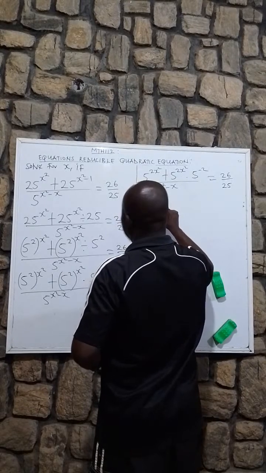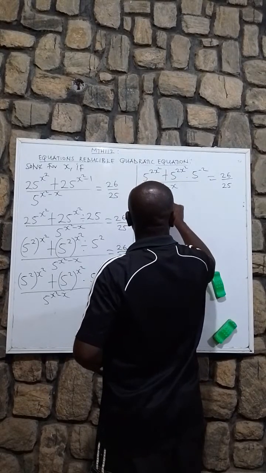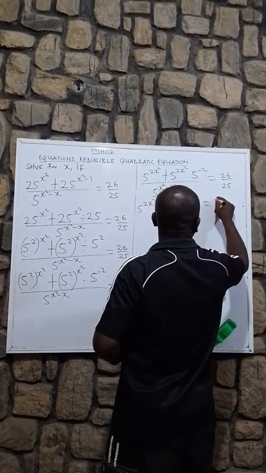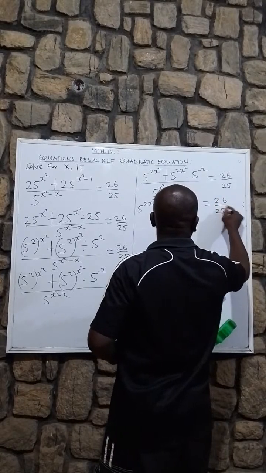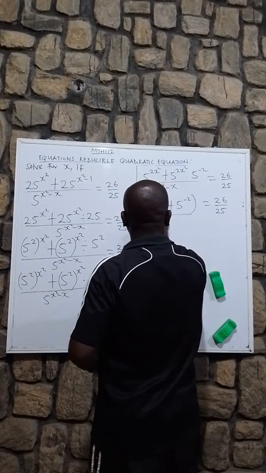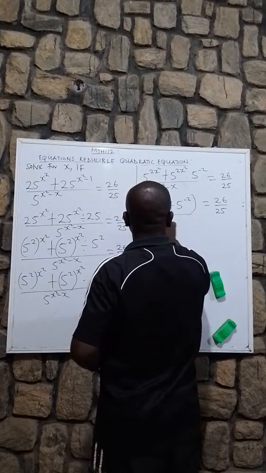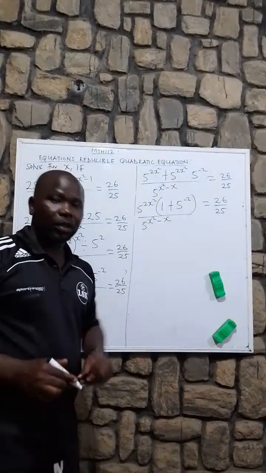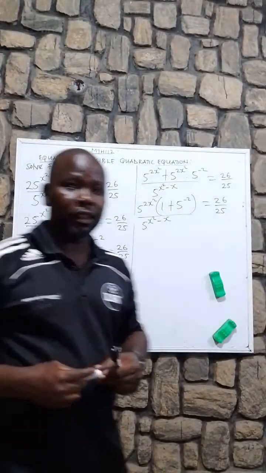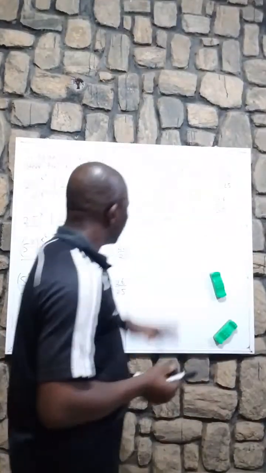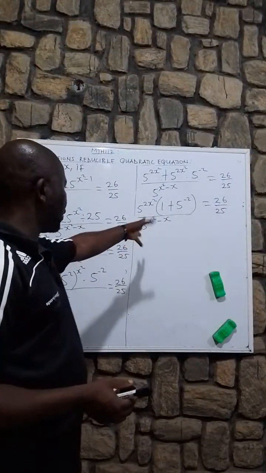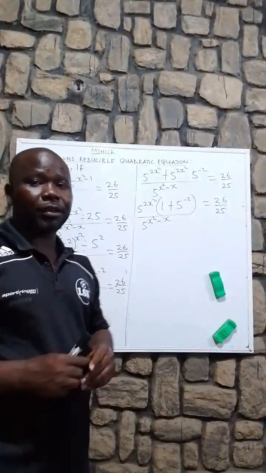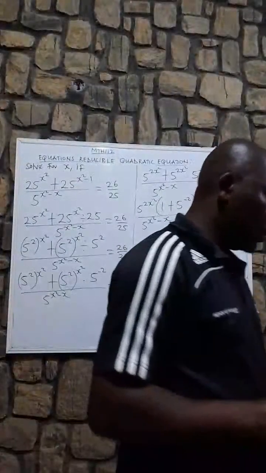5 raised to the power of 2x squared, open bracket 1 plus 5 raised to the power of minus x, then equals 26 all over 25, all over 5x squared minus x, right? True or false? Ladies and gentlemen, I want you to finish this problem and see how it is solved, because you will see it. Is that clear? So, your time is up.